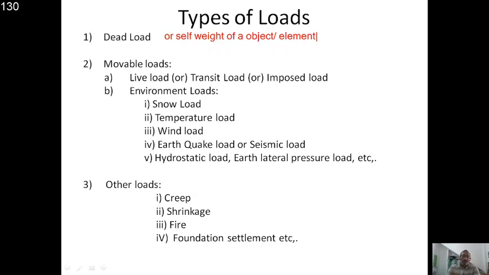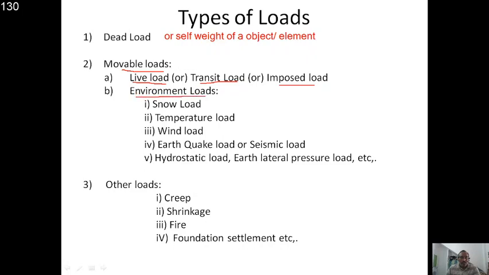that is live load. So when you are watching a movie in a theater, then you are considered as a dead load. When you are playing cricket or football like that, then you will be considered as a live load, right? Because you are moving, hence it is a live load or transit load or imposed load, like that, right?